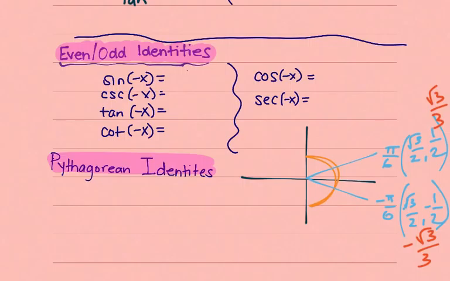If I ask you for the cosine at pi over 6, you tell me it's what? Root 3 over 2. What's the cosine at negative pi over 6? Root 3 over 2. So note that the positive negative sign doesn't change. That's where even and odd functions come from. So the negative on sine, cosecant, tangent, and cotangent changes the sign on the function. But the negative on the cosine and the secant does not change.